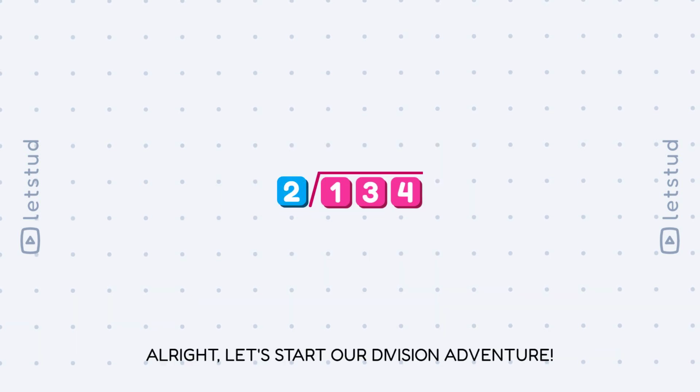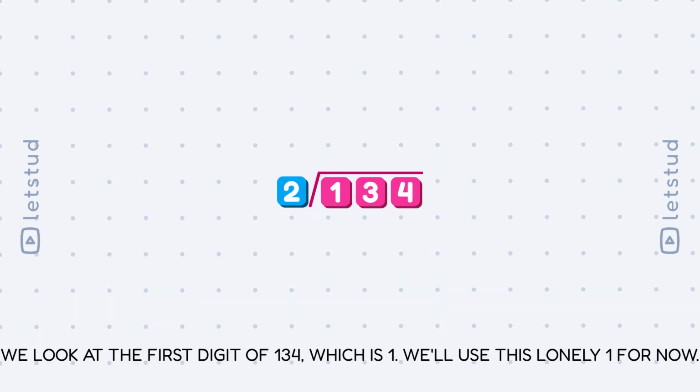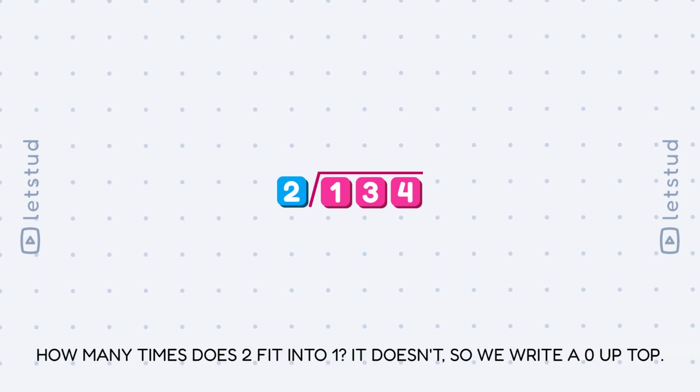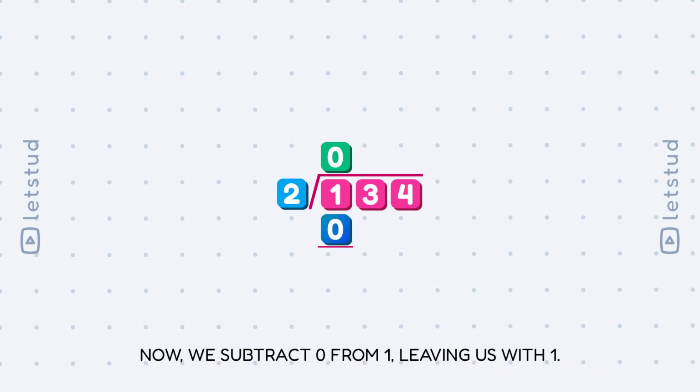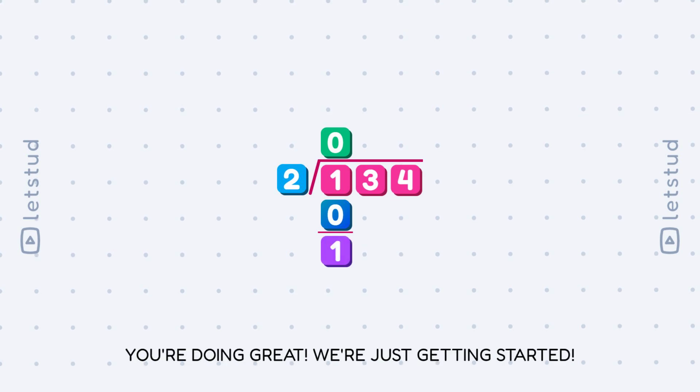Alright, let's start our division adventure. We look at the first digit of 134, which is 1. We'll use this lonely 1 for now. How many times does 2 fit into 1? It doesn't, so we write a 0 up top. 0 times 2 is 0, we write that down below the 1. Now we subtract 0 from 1, leaving us with 1. You're doing great, we're just getting started.